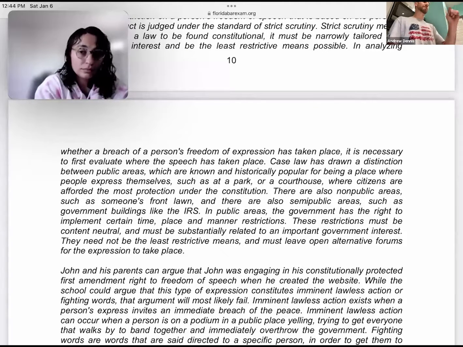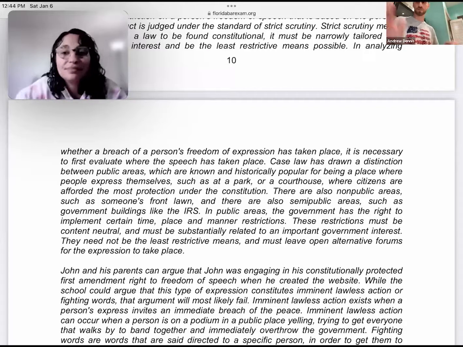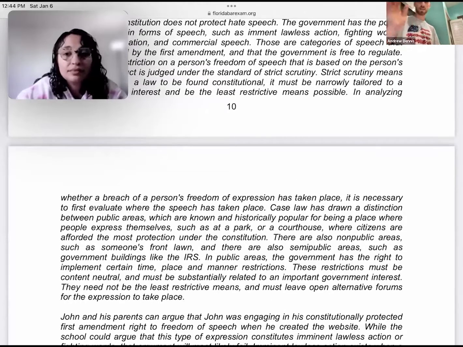But if it's like a limited public forum or semi-public forum, it doesn't need to be content neutral. It needs to be viewpoint neutral, which is even more relaxed. So that's a difficult conversation, but I just wanted to say that and let you know that he didn't say any of that, and he still got the model answer.